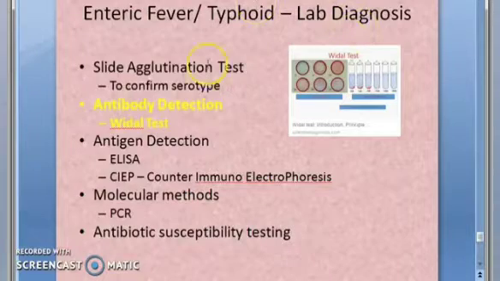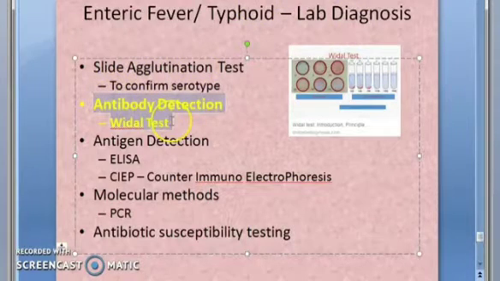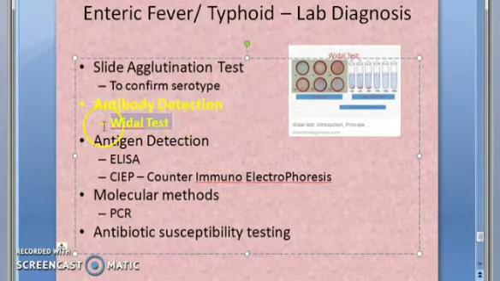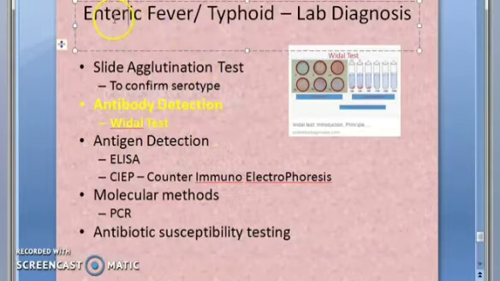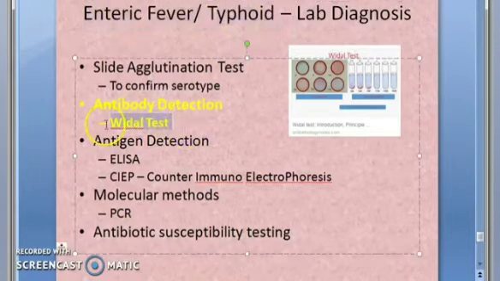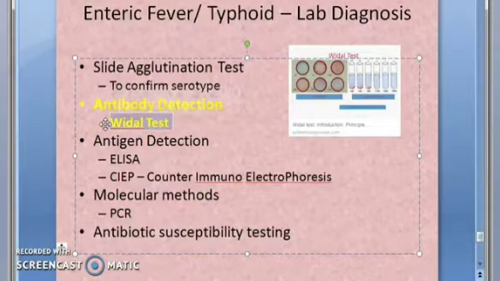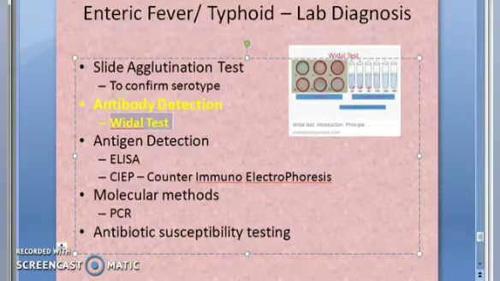Welcome people. Now we have reached this stage, a very important one. Antibody detection, Widal test for enteric fever, typhoid. This has been asked so many times that if you know it, you will definitely get 5 marks. That kind of question it is. It is asked so many times, you have to know it. Now let's dive into this question, Widal test.